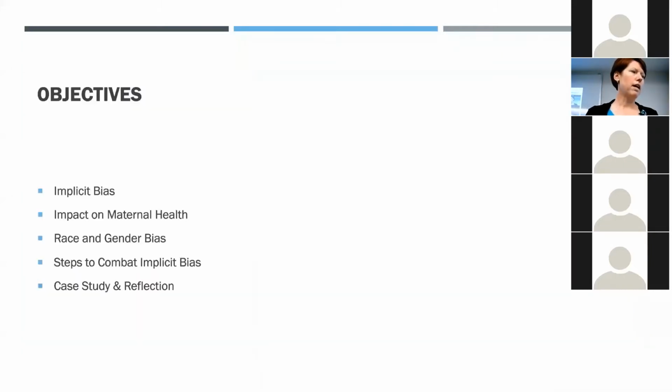Our objectives today are to go over what implicit bias is, the impact on maternal health, and some race and gender bias data. Then we are going to hit on some steps to combat implicit bias, because of course we want to have some action items if we can. At the end, we have a case study and reflection piece too.